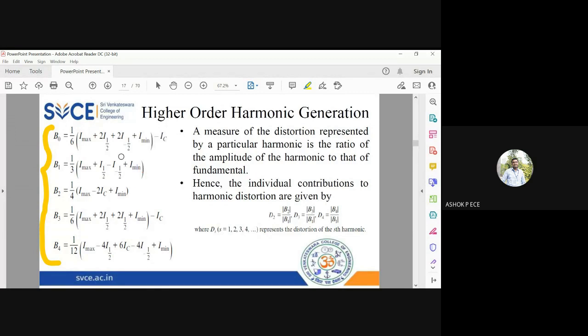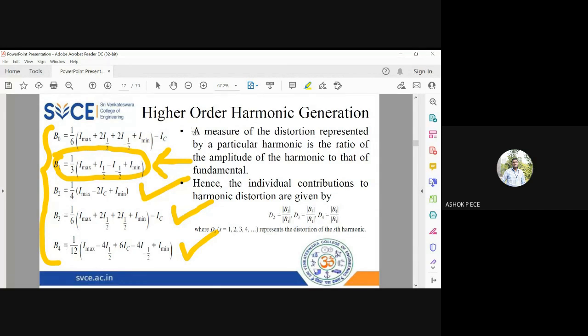Incidentally, B1 is your useful power. So necessarily, useful power has to be larger for the circuit to function effectively. Ideally, B0, B2, B3, B4 all should be equal to 0. But since your circuit is going to behave like a non-linear circuit, these values B0, B2, B3, B4 can never be 0. They will all be functions of the current. From this equation we can measure what is the second order distortion, third order distortion, and fourth order distortion, because I have the expression for B2, B3 and B4.